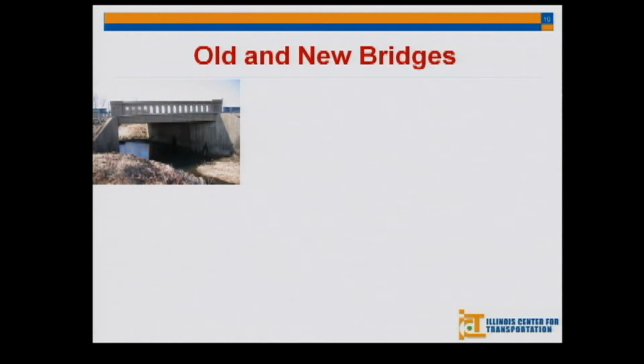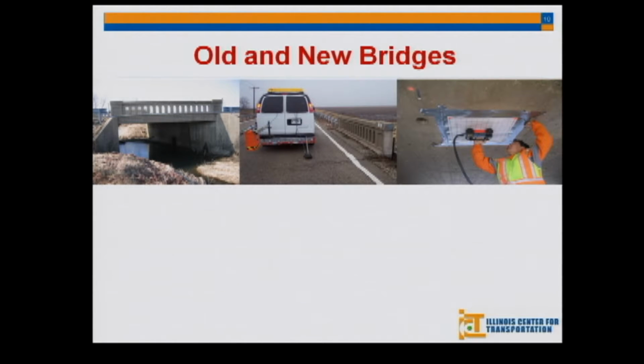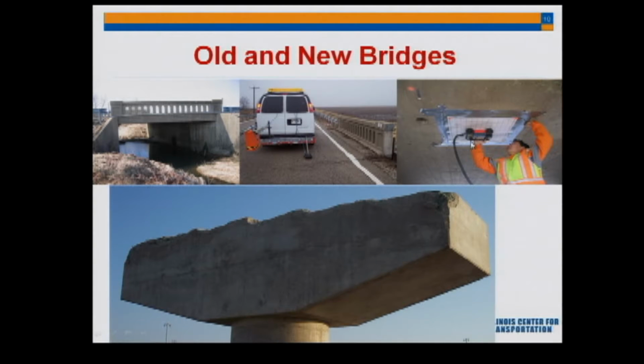Another use is the evaluation of old and new bridges. This is an old bridge. For an old bridge, we don't have any design information about it. So GPR can be used on the top in order to see the reinforcement and the cover depth, and we can go from the bottom too. And from the bottom, you can also find the location of the reinforcement. At this time, we were using this grid system, but this is now also accompanied with a GPS, so you can find the reinforcement accurately.